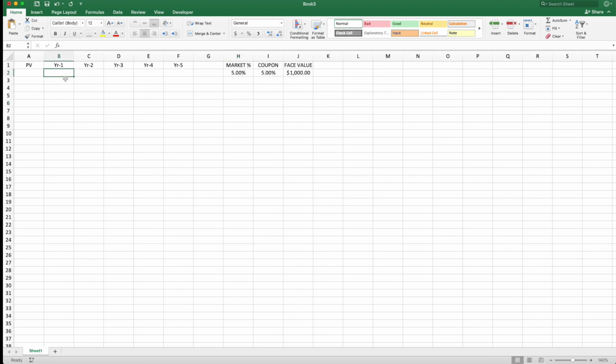Now for years 1 through 5, we can expect this bond to pay us 5% of the face value each year. 5% multiplied by the face value. I'm going to lock those cells. So that's $50 each year for 5 years. And then in the last year, we're going to add 1,000.